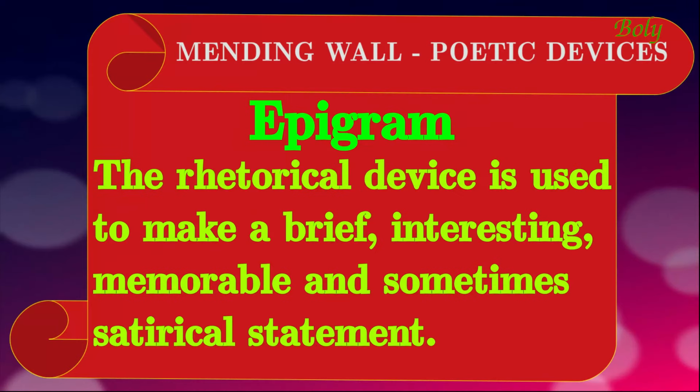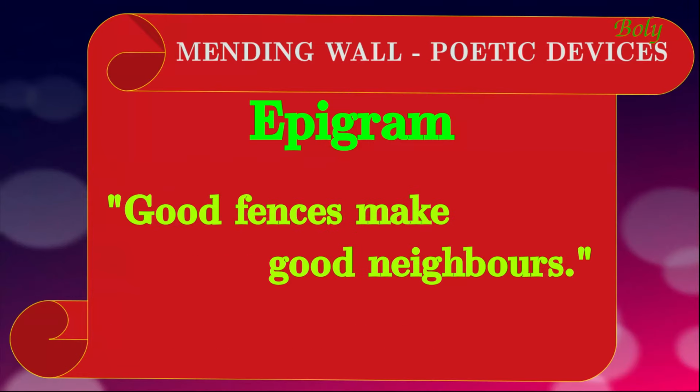Another poetic device used in the poem is epigram. Epigram is a rhetorical device. It is used to make a brief, interesting, memorable, and sometimes satirical statement. Here in the poem, good fences make good neighbors. It is repeated again in the last line. This line can be considered as an example for epigram. It's a brief and interesting saying, and it's easy to memorize, and it contains a witty meaning.